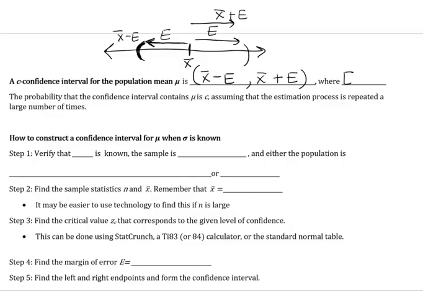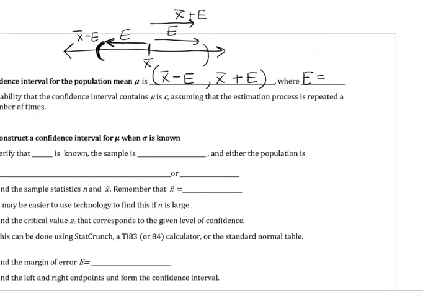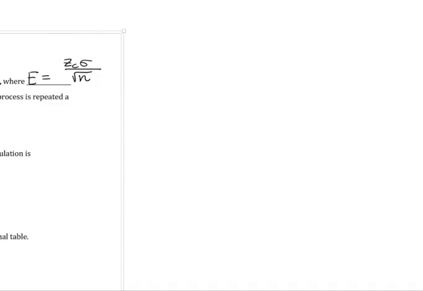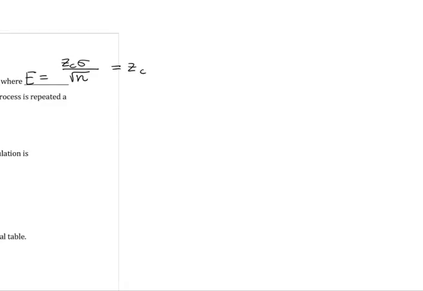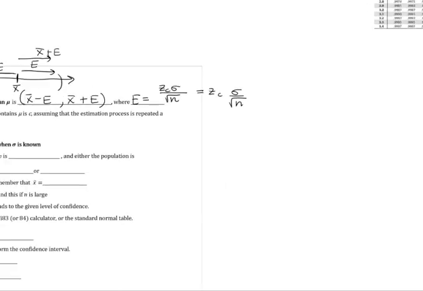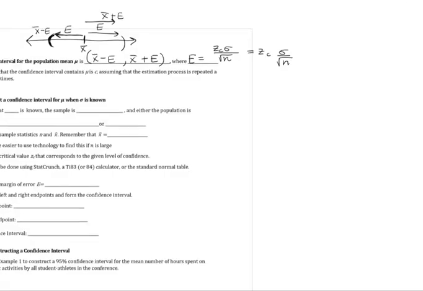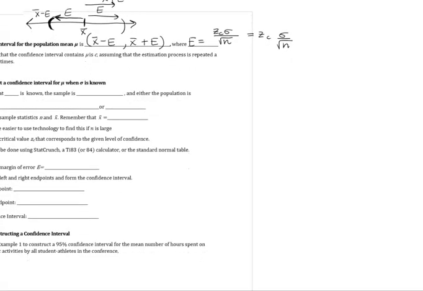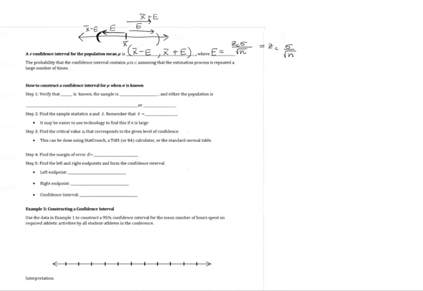And we do know that the formula for e is z sub c times sigma divided by the square root of n. Please don't be confused by the different ways that we can write this. It's the same thing as writing the z sub c in the front and keeping the sigma and the square root of n together in the fraction. It doesn't matter. They say the exact same thing.